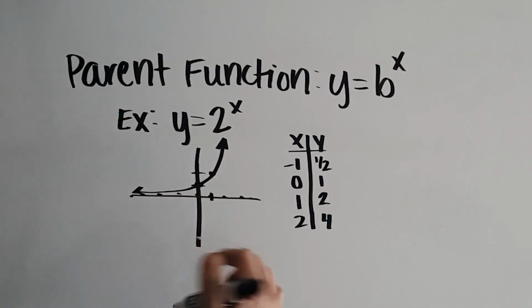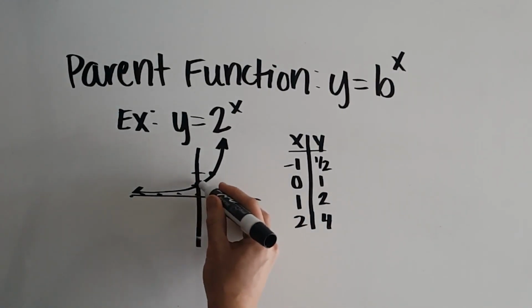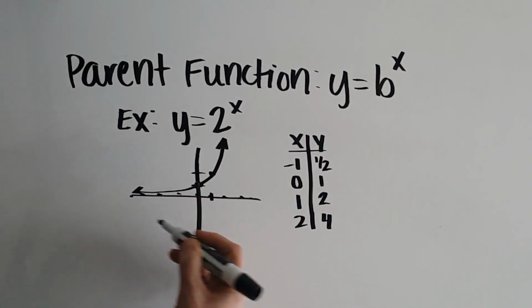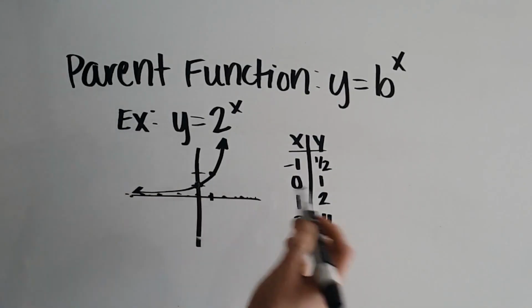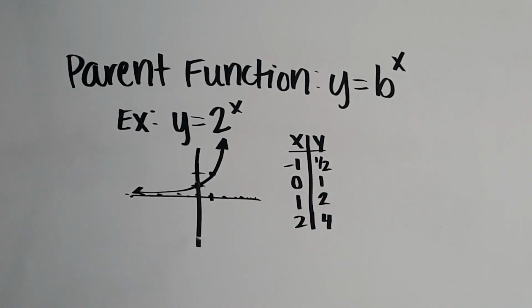So every parent function has these general characteristics. We have a y-intercept at (0, 1). We have a horizontal asymptote on the x-axis. Our domain is all real numbers, and our range is 0 to infinity.